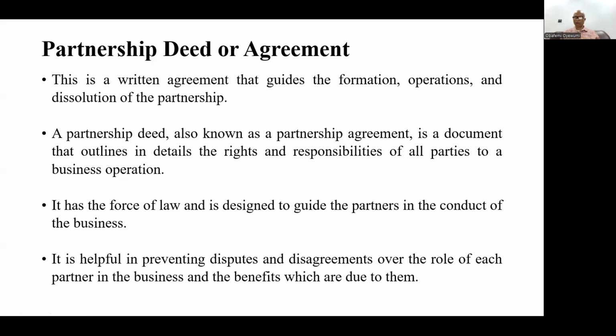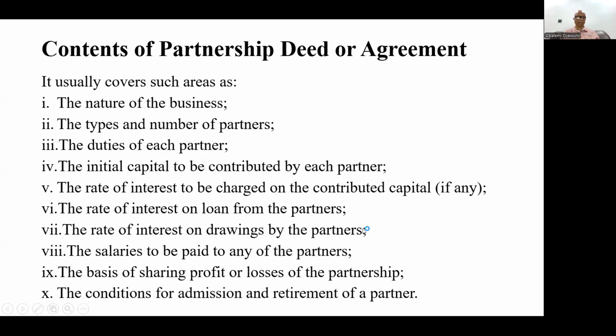All right, so let's look at the contents. What are the usual contents of a partnership deed or agreement? Let's look at some. It usually covers areas like the nature of the business. So to be well stated, what are we going into? What are we doing? The nature of the business will be well spelled out. What are we buying? What are we selling? Is this to render service or to connect? Whatever it is must be stated. The types and number of partners too must be stated.